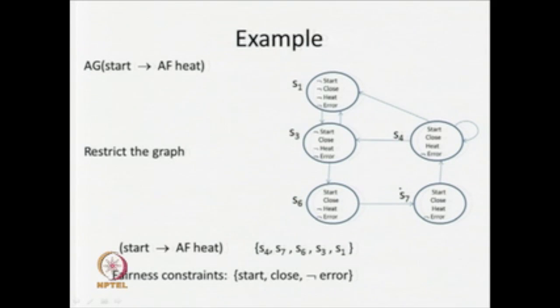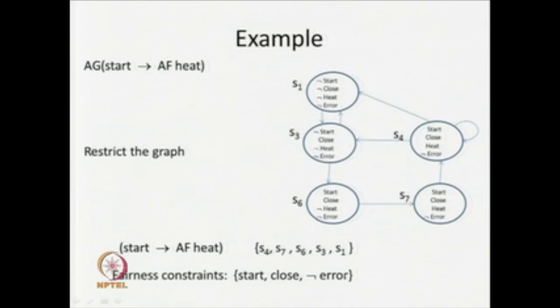Like that, these are the remaining SCCs that we are going to have. If you now apply AG start implies AF heat, you will find that in all those states this formula is true. That means globally, start implies AF heat: whenever you start the oven, eventually it will heat up the coil. Because here, with the help of this fairness constraint, we are removing the unfair paths, and we check only those fair paths.